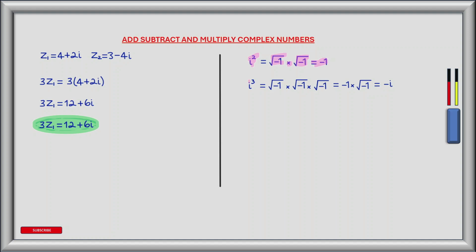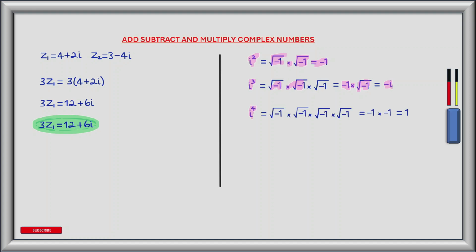Now let's look at i cubed. So if i is the square root of minus 1, then i cubed is the square root of minus 1 multiplied by the square root of minus 1 multiplied by the square root of minus 1. So if we take the first two, the square root of minus 1 multiplied by the square root of minus 1, we get minus 1, and that's multiplied by the remaining square root of minus 1. Now the square root of minus 1 is i, so minus 1 times i gives minus i.